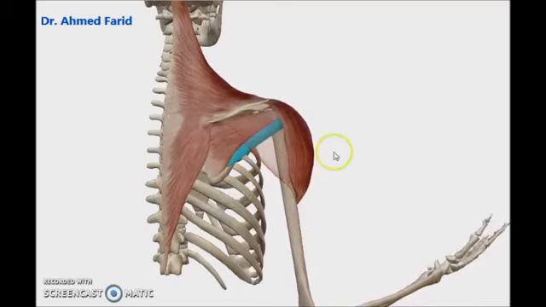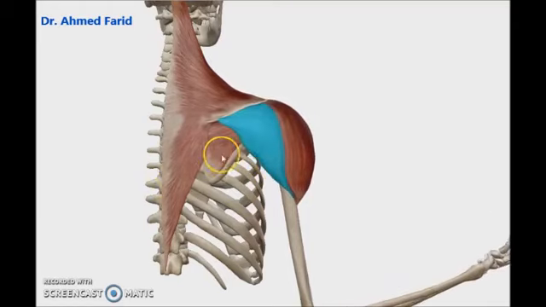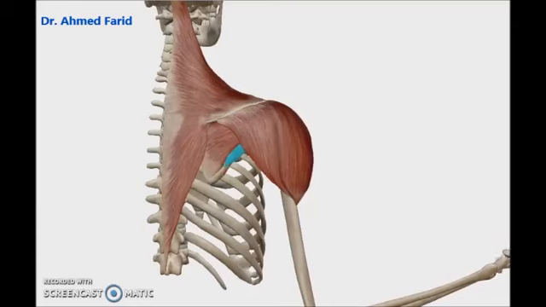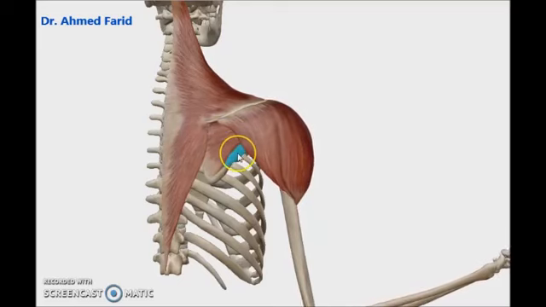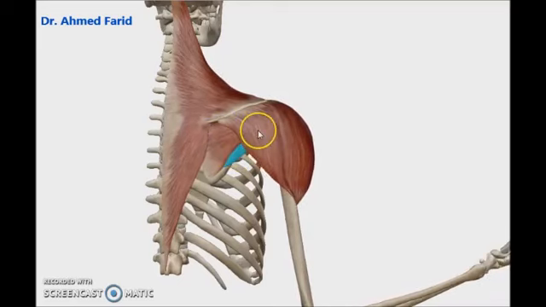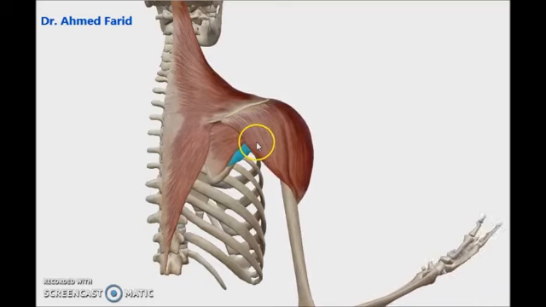So the lateral rotators of the humerus at the shoulder joint are posterior fibers of deltoid, infraspinatus, and teres minor. The three muscles have a common feature of crossing posterior to the shoulder joint.